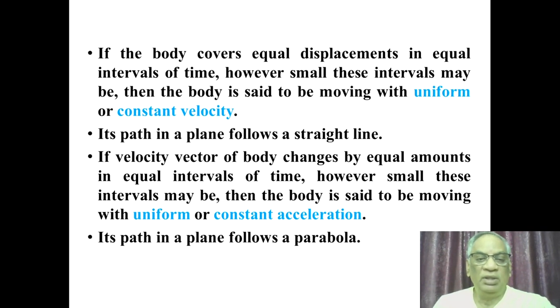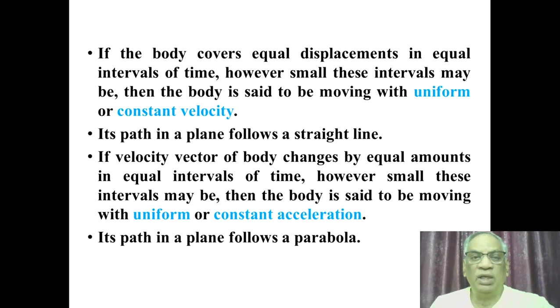If a body covers equal distances in equal intervals of time, however small the intervals of time may be, that means take the interval of time as small as possible, then the body is said to be moving with uniform or constant velocity. Then its path in a plane follows a straight line. If the velocity vector of the body changes by equal amounts in equal intervals of time, again however small these intervals of time may be, then the body is said to be moving with uniform or constant acceleration.